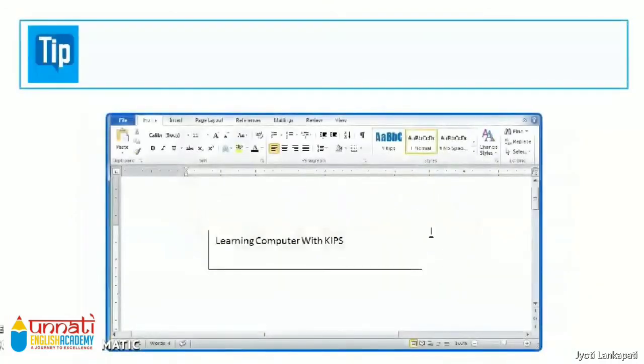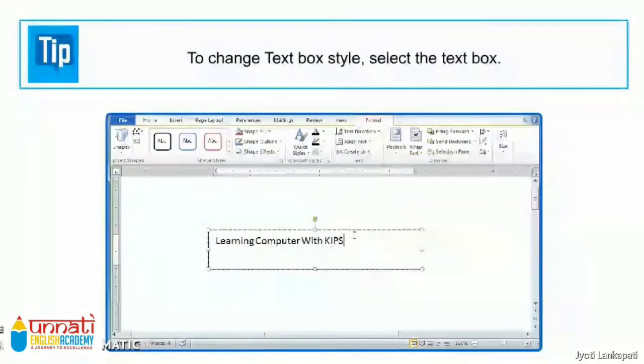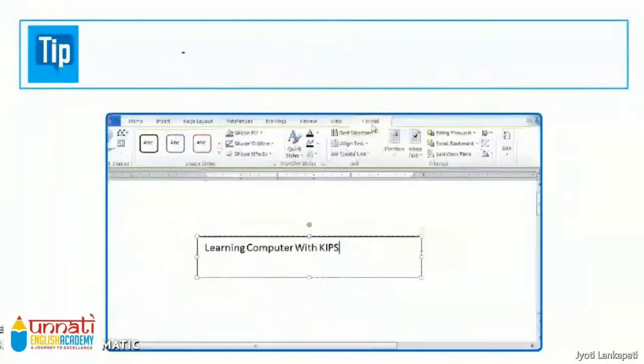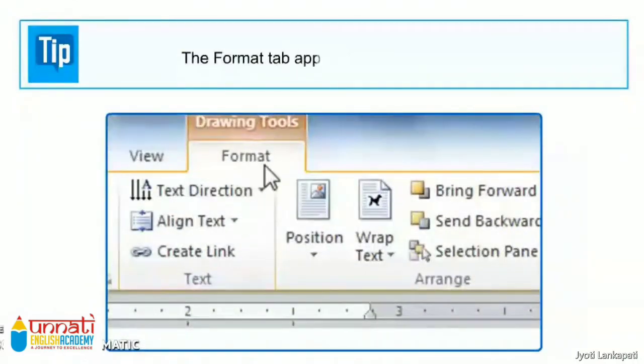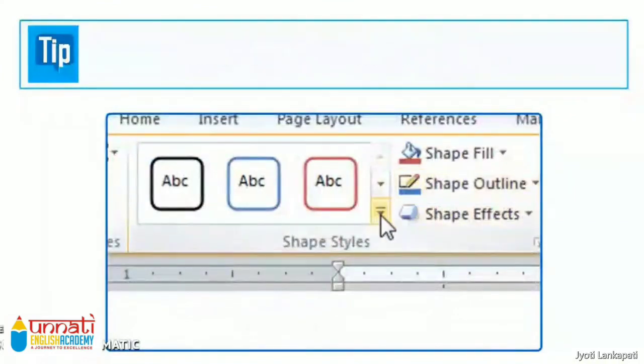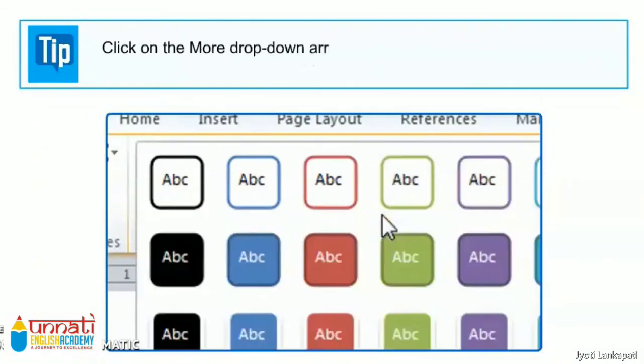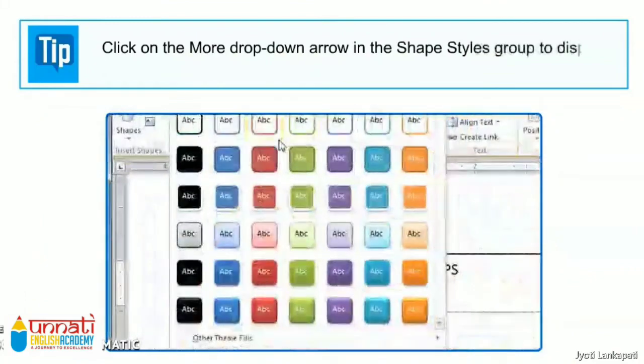Now there is a tip over here. To change the text box style, select the text box. The Format tab appears in the Drawing Tools. Click on the More drop-down arrow in the Shape Style group to display more style options. Now, move the pointer over the styles and select any desired style.